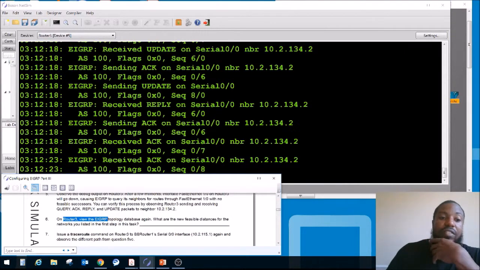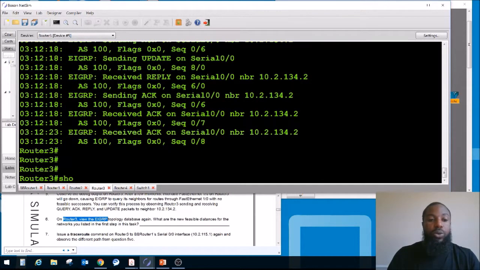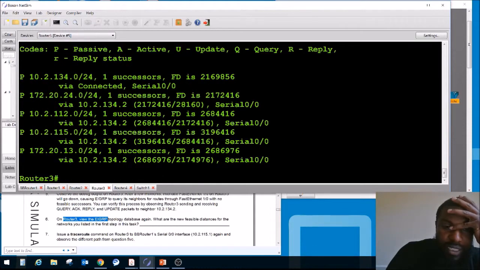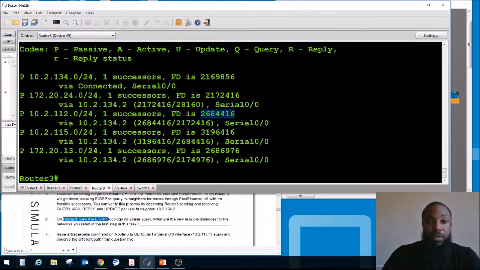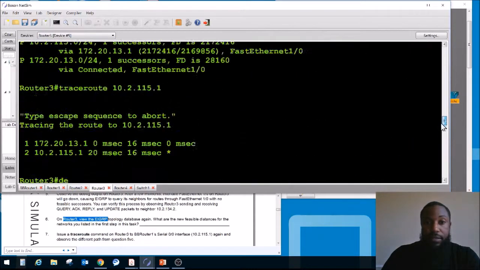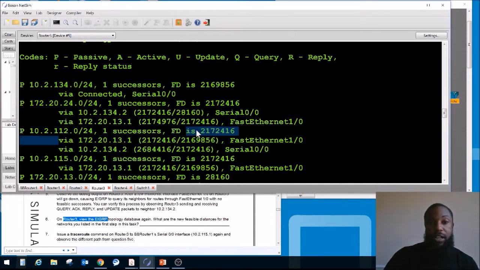On router 3, view the EIGRP topology database again. What are the new feasible distances for the networks you listed in the first step of this task? So we are going to do a show ip eigrp topology, new feasible distance. Here go our feasible distances right here. We wanted to look at this one specifically. It's now 268.4416. It is now 217.2416. That was recalculated, as you can see.